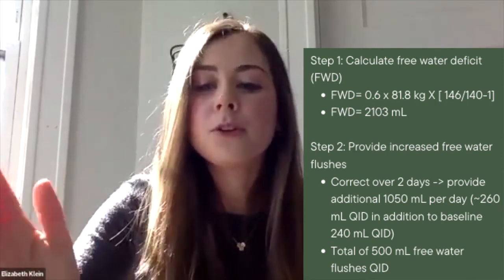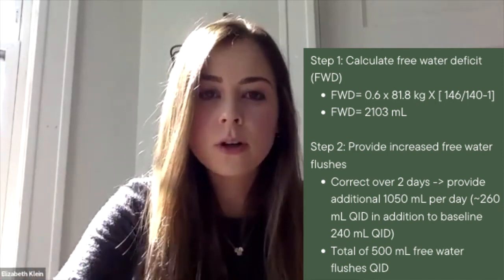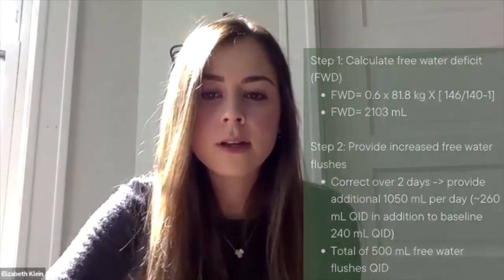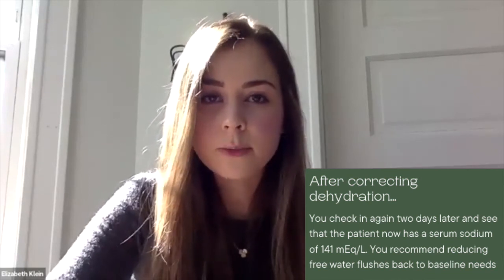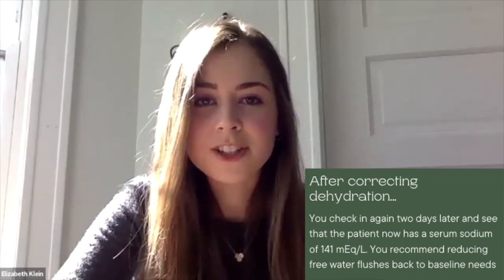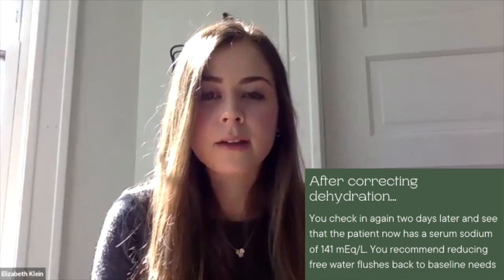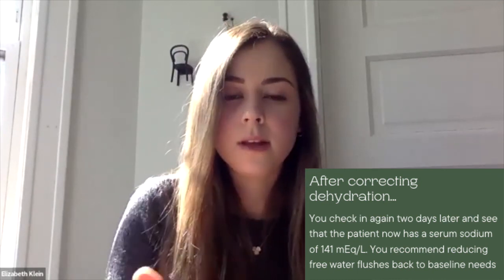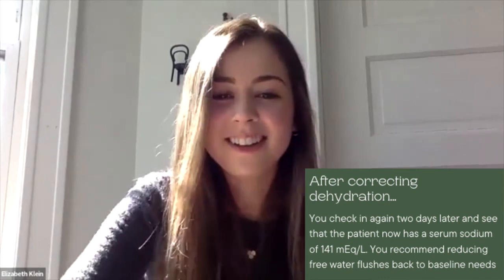So you make these recommendations, you adjust the tube feed order to reflect these increased free water flushes. Again, you check in 2 days later, since we wanted to correct that free water deficit over 2 days. Now you see that the patient's serum sodium is 141. It's in the goal range. It's great. But now you just want to make sure that you go back to his baseline free water flush needs, those 240 mLs 4 times a day, because we don't want to cause the opposite problem where we start overhydrating, right? So always important to make sure you go back to that baseline need so that we're not causing any issues.